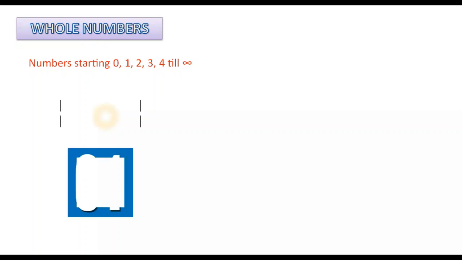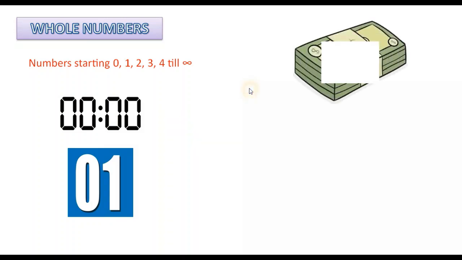Now, there are a lot of places where the counting starts from zero. For example, if you have ever observed a timer or a digital clock, it first starts with 00, then 01, 02, 03, and so on. So zero is very crucial.